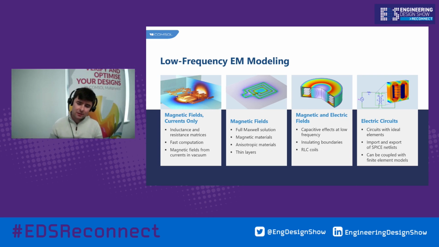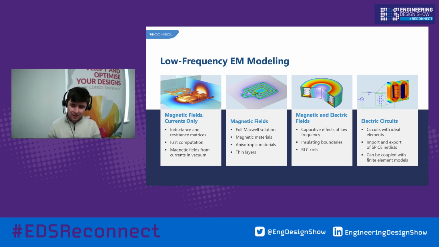There is also one called magnetic fields, which is a bit more complicated, for things like permanent magnets and anisotropic materials and thin layers. There's one called magnetic and electric fields, which works a bit better at lower frequency for capacitive effects. And then there's a final almost add-on product called the electric circuits interface. So this allows us to either create within COMSOL or import a symbolic circuit of idealized objects like resistors, capacitors, inductors, and so on. So we can either create that within COMSOL, or we can import it from a SPICE netlist, for example.